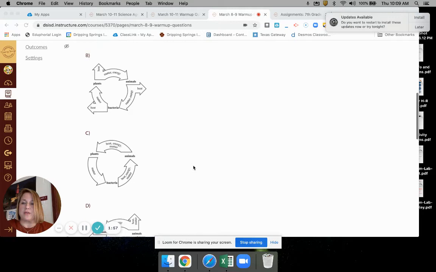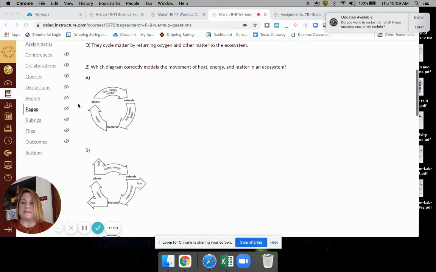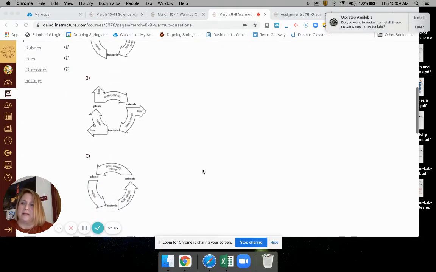And of the four diagrams, this one doesn't have anything being given off. It says that heat, energy, and matter from plants go to animals, and then heat, energy, and matter from animals go to bacteria, and then just matter goes to plants. That one doesn't make any sense.